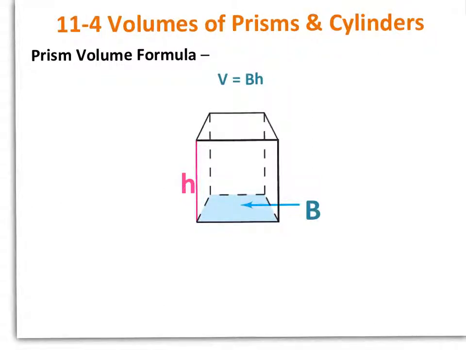In section 11.4, we will look at volumes of prisms and cylinders. Prism volume formula is volume equals capital B times H. And remember, capital B is the area of the base. So we're taking area of the base times the height.